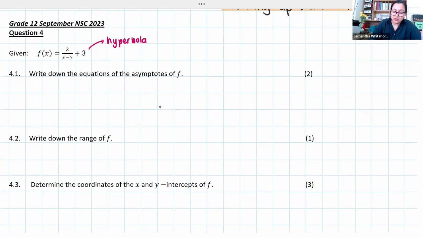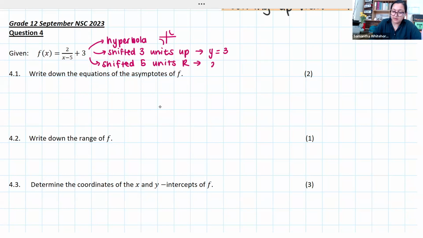Because that a value in the numerator is positive, I know that it means it's in quadrants 1 and 3. This hyperbola has been shifted 3 units up, and that's because of that plus 3 at the end, which means we have an asymptote at y equals 3. This hyperbola has also been shifted 5 units right. And so we have an asymptote at x equals 5.